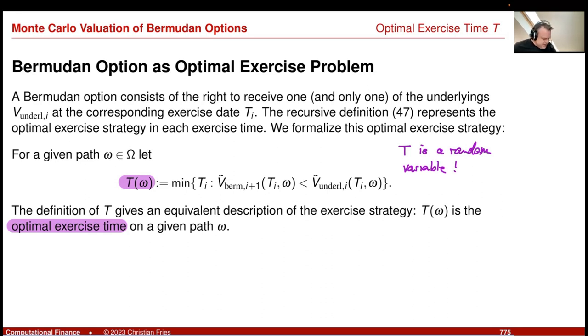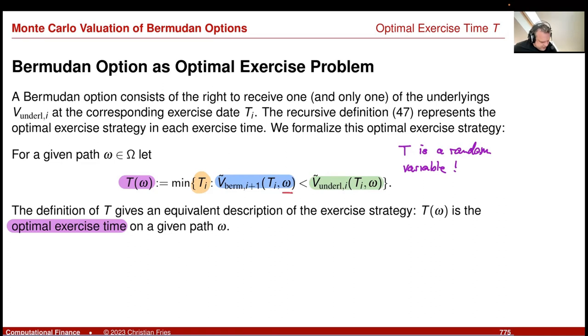So T of omega is the minimum of all my exercise times. So it's the first exercise time, TI, where the underlying value is larger than the value of the future Bermudan, so the value of continuation. So this is the first exercise time where I observe that the underlying has a higher value than continuing. So this is the time when I exercise.